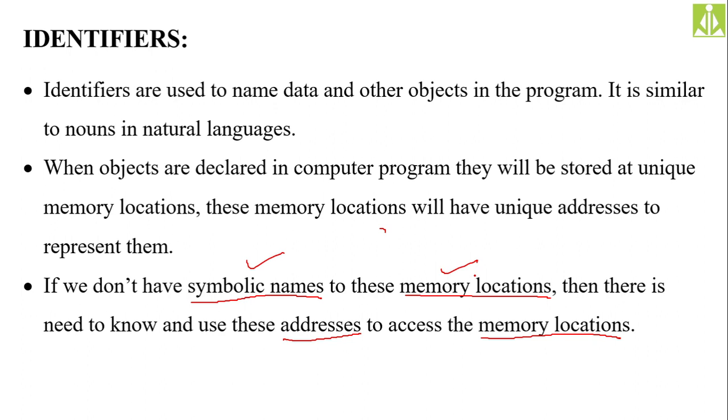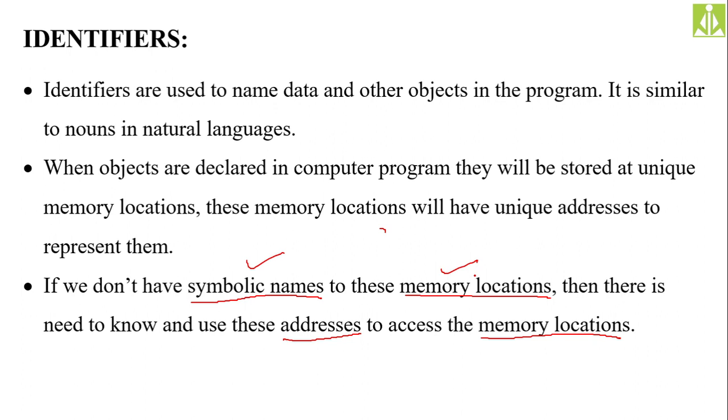Only these things you have to remember over here. Identifiers are similar to nouns in natural languages, and without identifiers we cannot access the memory locations where we are storing the data. If there are no symbolic names given to the memory locations, then the only way to access those memory locations is with the help of their unique addresses. Remembering the addresses is not the ideal way, so we are going for symbolic names, or identifiers.